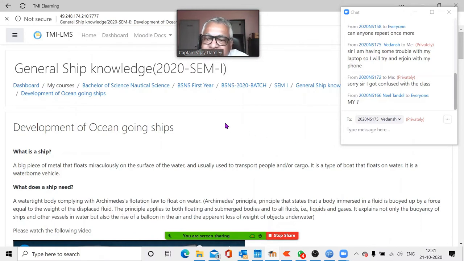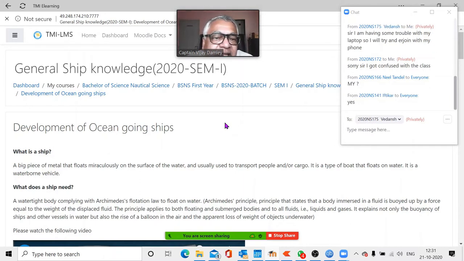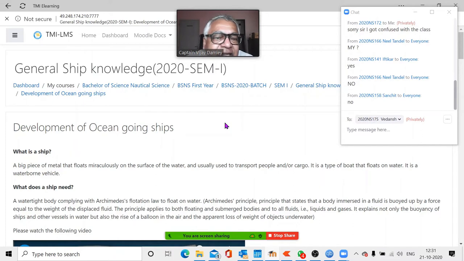Understand what I am saying. Okay. Suppose if I have got a piece of paper like this, okay, if I put it on water, will it float? Give me some answer. Why will it float, Iftikhar? It will absorb water, it will sink, isn't it? Yes, sir. Correct.